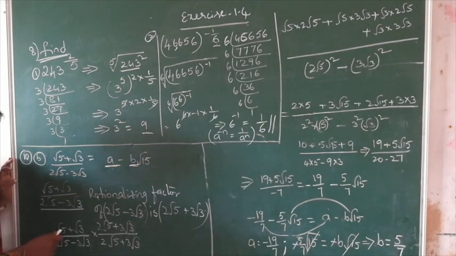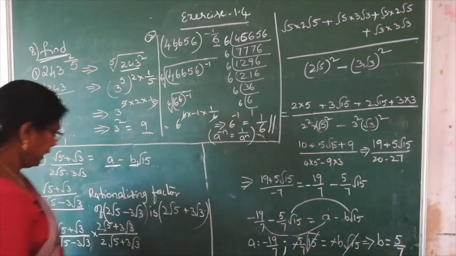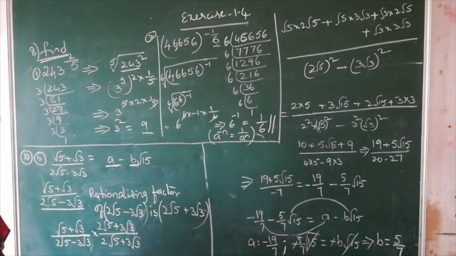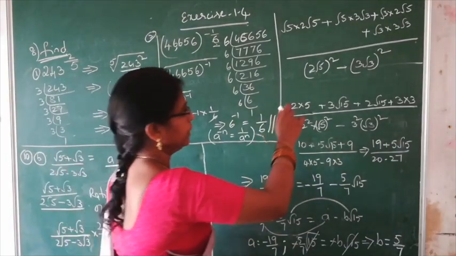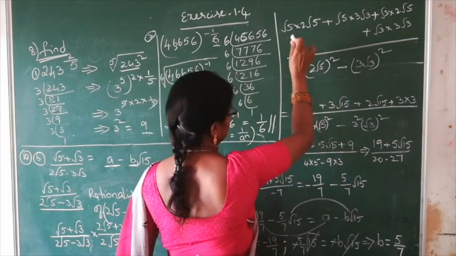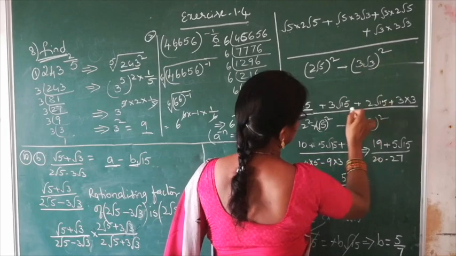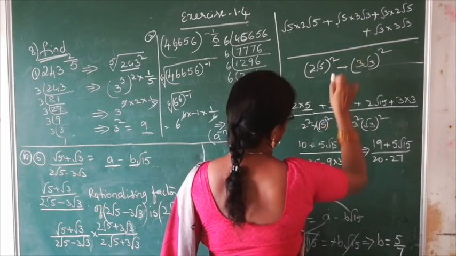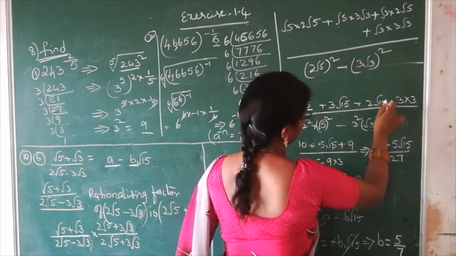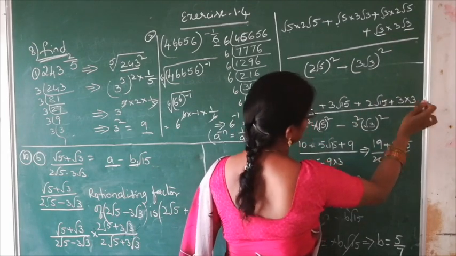Now simplification. Root 5 into 2 root 5, root 5 into 3 root 3, root 3 into 2 root 5, root 3 into 3 root 3. In the denominator, (a plus b) into (a minus b), the formula is a square minus b square. Means (2 root 5) whole square minus (3 root 3) whole square. Now simplification. Root 5 into root 5 is 5, into 2. Root 5 into root 3 is root 15, and 3. Plus root 3 into root 5, root 15, 2. Plus root 3 into root 3, 3 into 3.